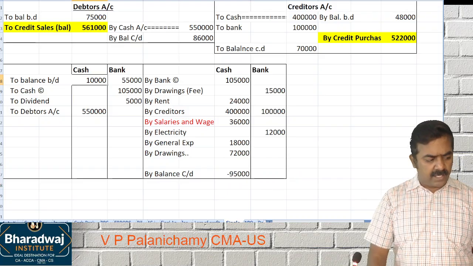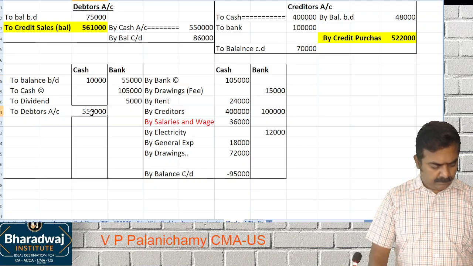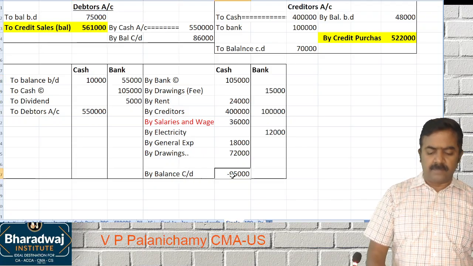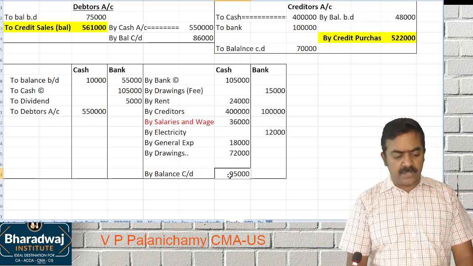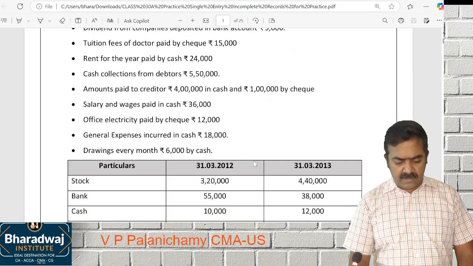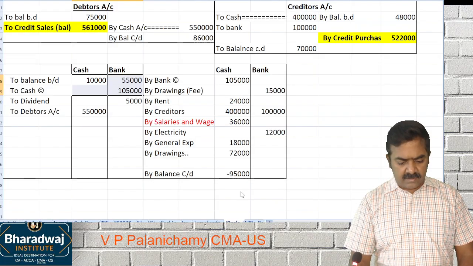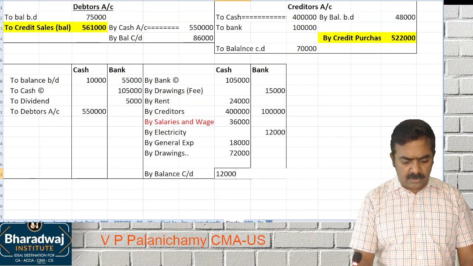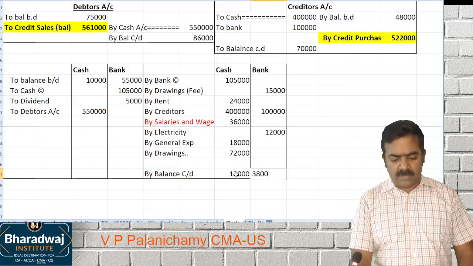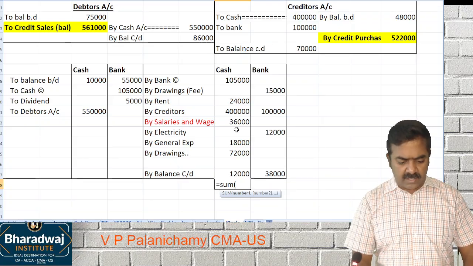What is the cash balance, bank cash balance? Is the closing balance given? Closing balance, opening balance is given 10 and 55. Closing balance is given 12,000 and 38,000. This is 12,000. This is 38,000. Not a balancing figure they have given. So it is not tallying. Cash book is not tallying.